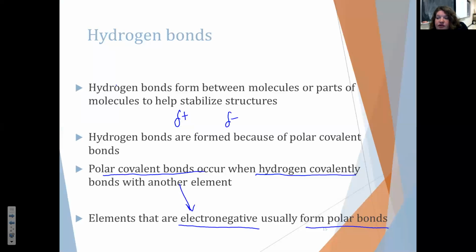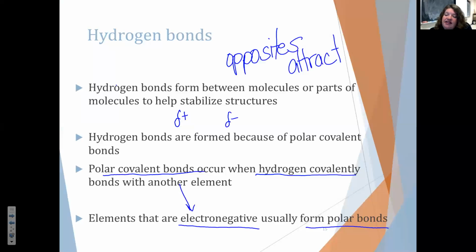Remember our rule of physics and sometimes relationships? Opposites attract. So we're going to have an interaction, an attraction between these two oppositely charged parts of different molecules.